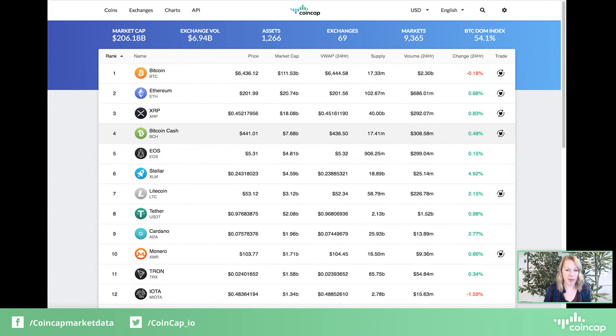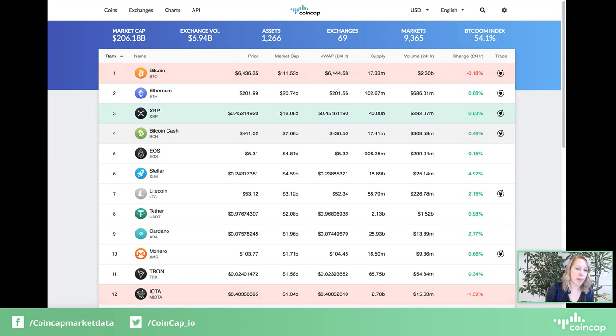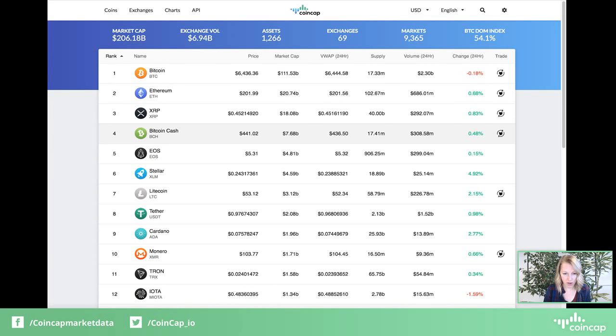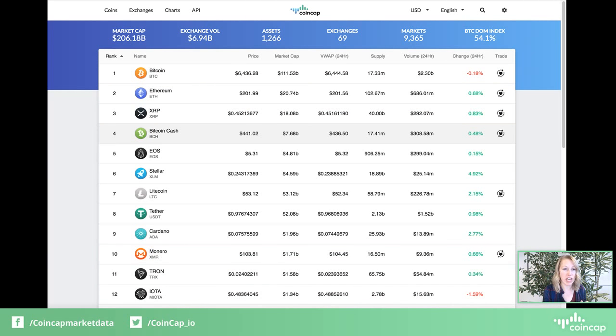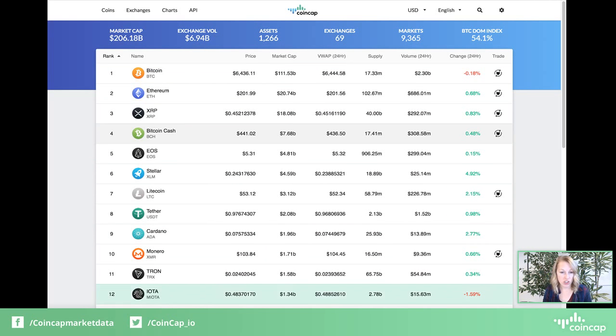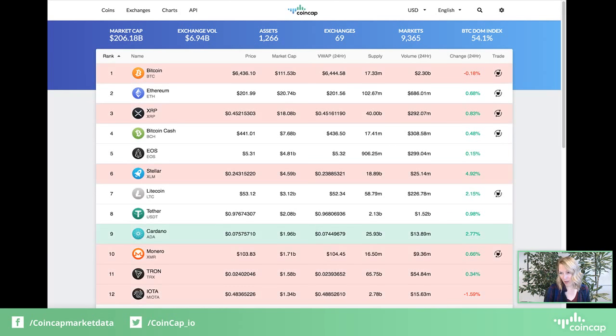All right, so here we are on CoinCap's homepage. I'm not really getting my mouse to move right now, but we'll just navigate through. So if you look at the top of the page, you'll see different tabs. We have coins, exchanges, charts, API, all these great features that we'll be looking into in a little bit. And oh, here we go, back in action.